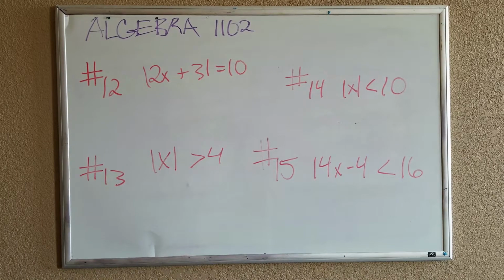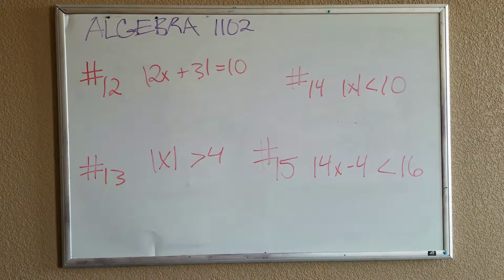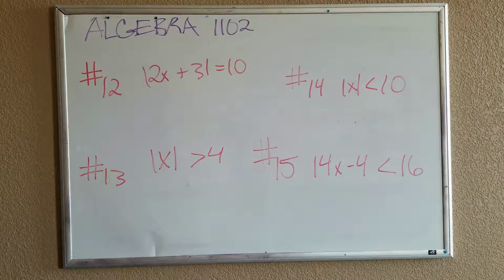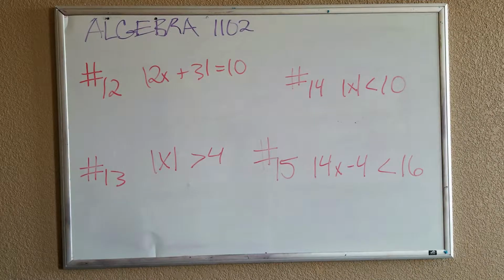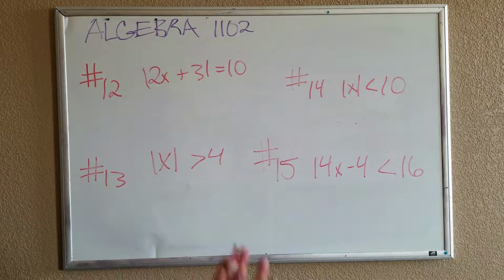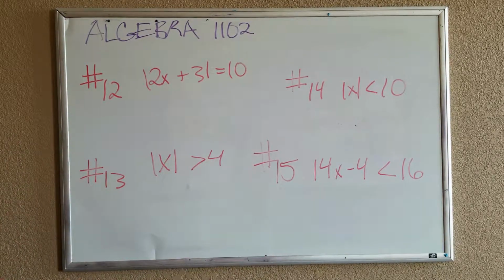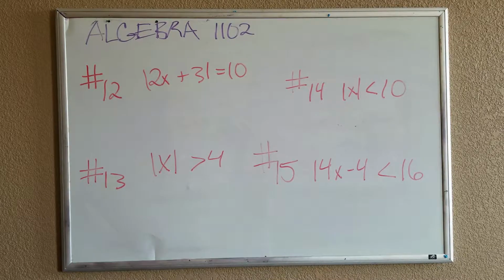All right, on problem number 12, we're going to solve the sentence. It says, the absolute value of 2x plus 3 equals 10. So how to evaluate these absolute values is that the absolute value on the other side, we move it over to the other side and it becomes a plus or minus. That is essentially what it does.